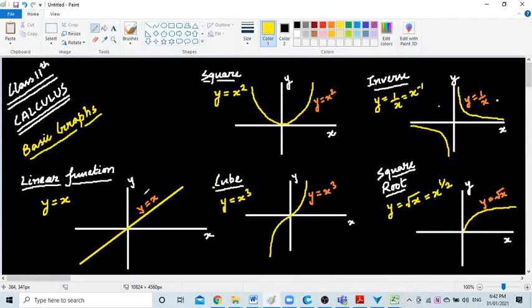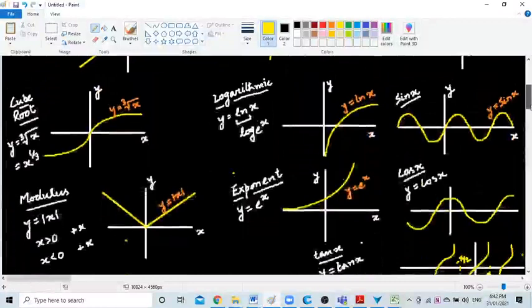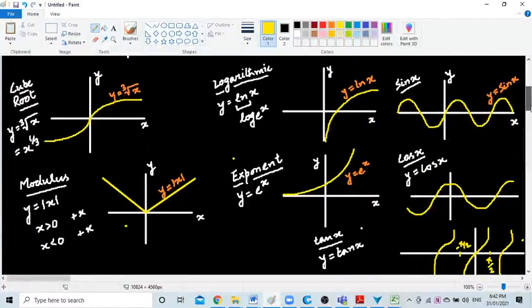y equals x, y equals x square, x cube, 1 upon x, under root x, then we have cube root of x, modulo of x, log x, e to the power x, sin x, cos x, and tan x. So just try to memorize these graphs, practice them hard. This will help you a lot while solving problems related to calculus that include differentiation, integration, as well as limits also.